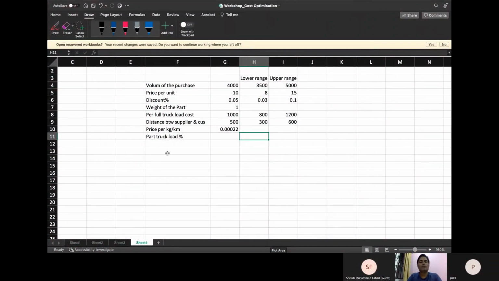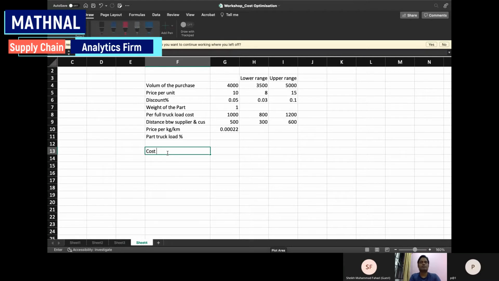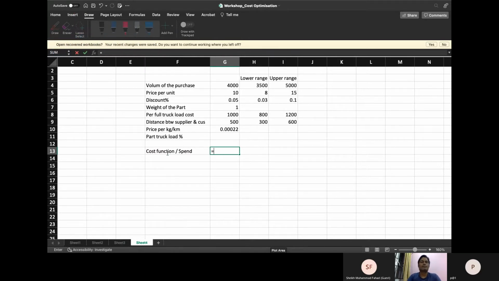So let's measure this now. Finally, the cost savings, cost function, or spend function. How to find the spend and cost function? First we will find the material cost. Material cost is volume purchased into price per unit into 1 minus discount percentage. This is 38,000, my material cost. Now we will find the transportation cost.